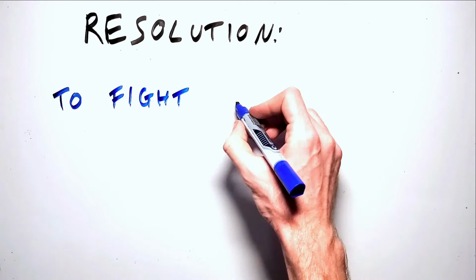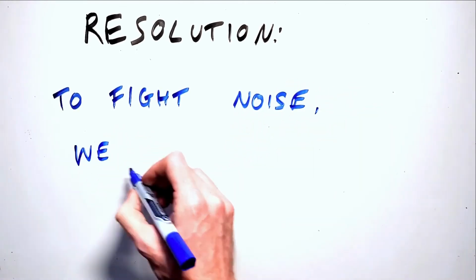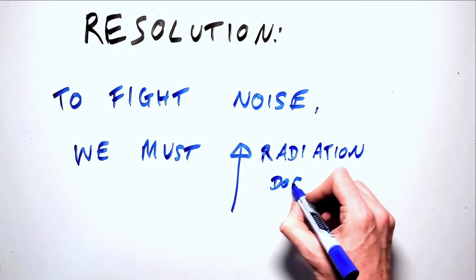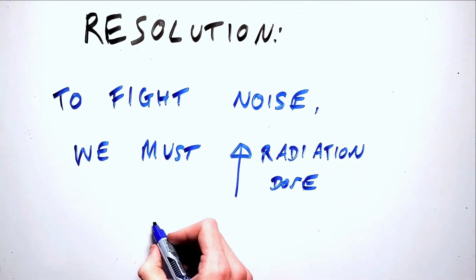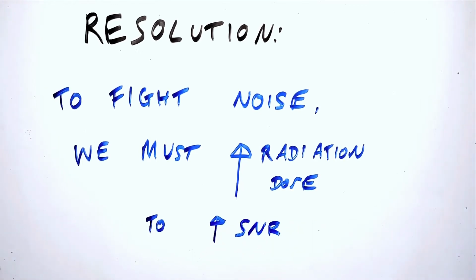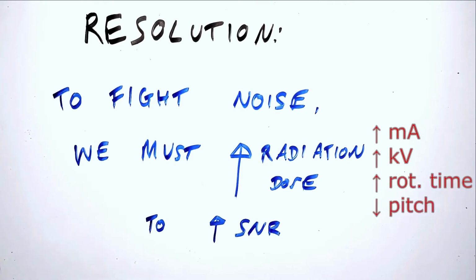Outside of these options, if we want to use thinner slices without getting more noise, we would also have to increase the radiation dose to the patient to increase the amount of true signal and thus boost the signal to noise ratio. Increasing the radiation dose to reduce the amount of noise could be done by increasing the tube current, that's the mA, or the tube voltage, that's the kV, by lengthening the rotation time, or similarly by decreasing the pitch. All of these would increase our radiation dose, which in turn would mitigate some of the noise created by, for example, decreasing the slice thickness.